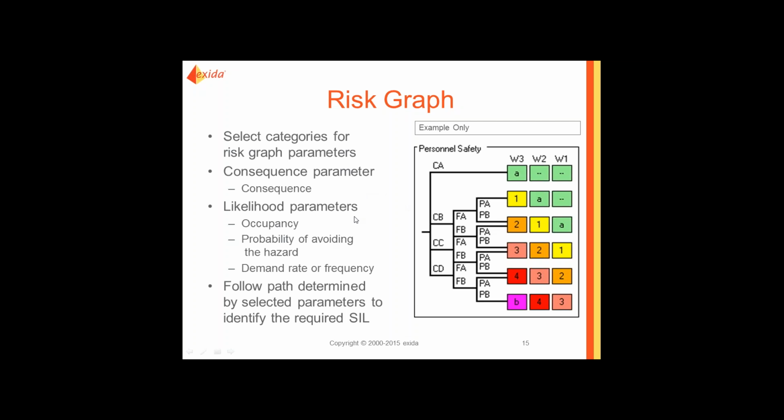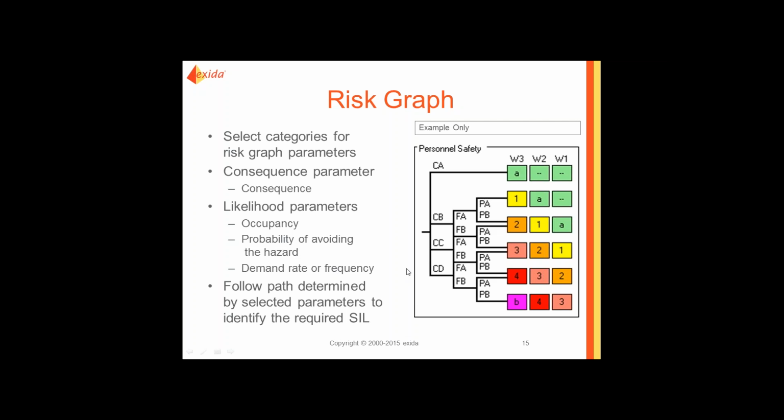And from the likelihood point of view here, we actually define occupancy. So what we're looking at is how often are people going to be in the danger zone. Then we look at what is the probability of avoiding the hazard. Will there be an opportunity if something occurs for them to get to safety? And what is the demand rate or frequency going to be?